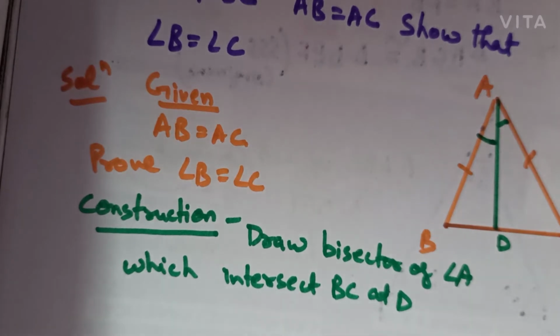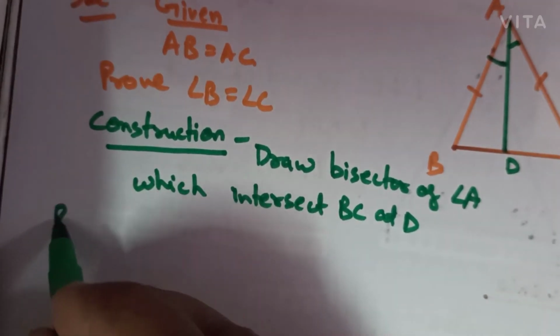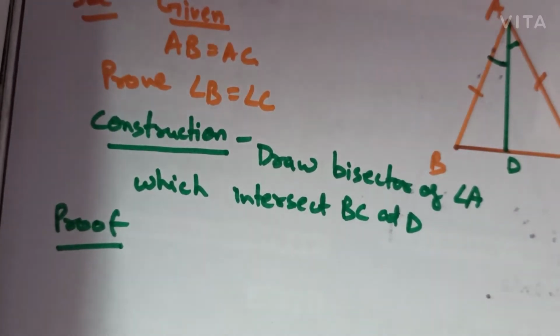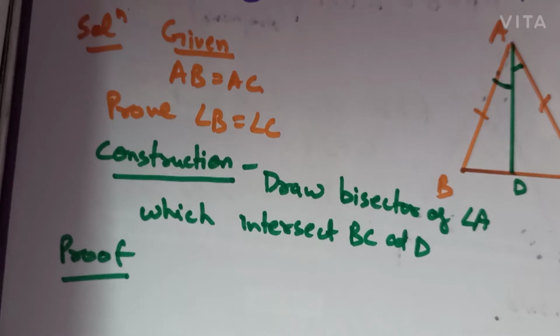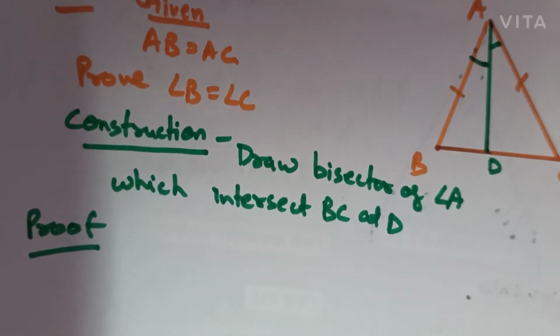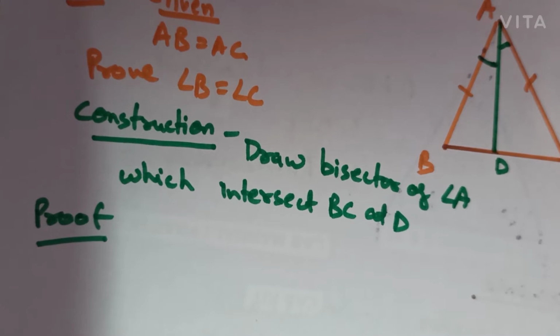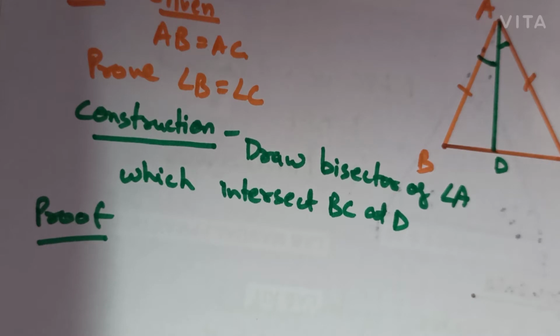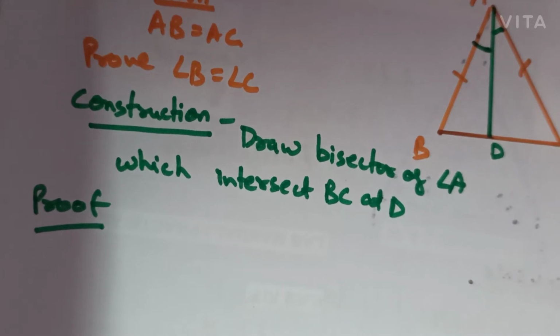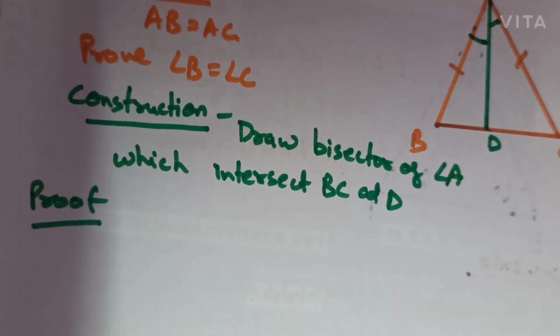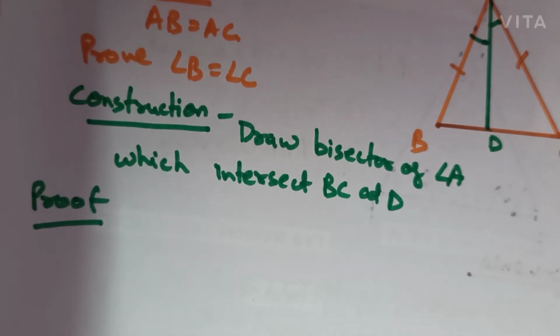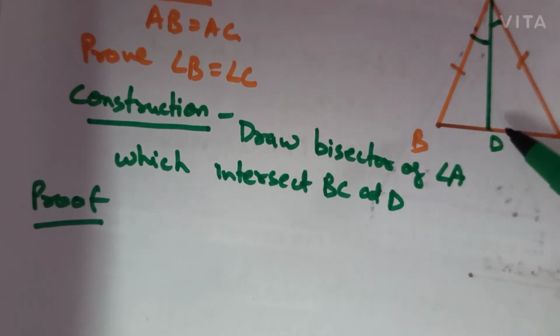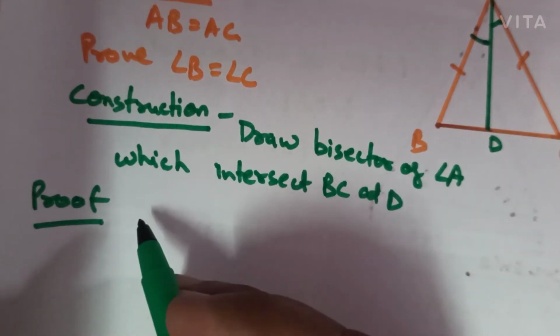Now we will start the proof. Since we have to prove angle B and angle C are equal, we need to take two triangles in which angle B and angle C are the corresponding angles, and if we prove those two triangles as congruent, then by CPCT we can say that angle B is equal to angle C. So this is our plan of action. For this we will consider two triangles, triangle BAD and triangle CAD. So we will start like this.